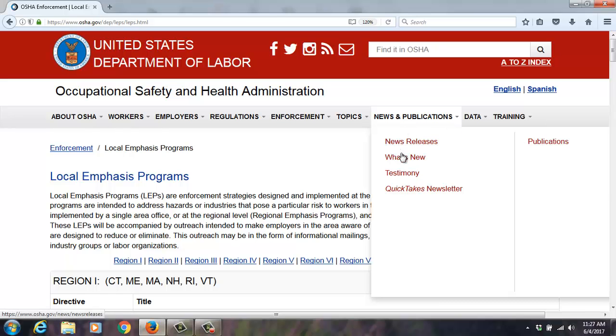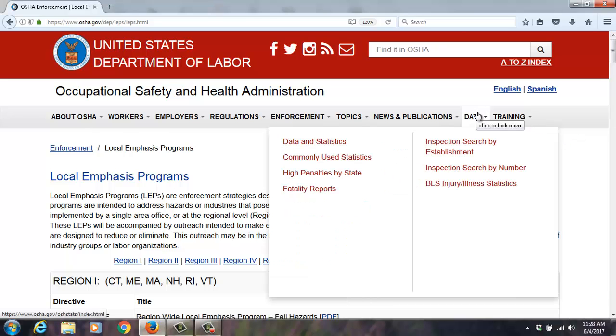So they've got news releases, what's new, testimony, quick takes, and a newsletter, which when you first get onto the website, they ask if you want to join, and then other publications. For data, there are good statistics. This particular tab tends to be down quite often. They've got the high penalties by state. Again, they've got some shaming efforts: do good, or else if you get over $40,000 in initial penalties, we're going to list it here so people can find it. Or you can look up information by establishment or inspection, or get links to an exterior website such as the Bureau of Labor Statistics. They also have their fatality reports.